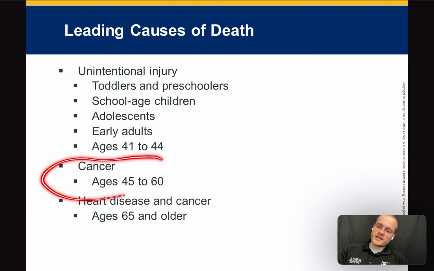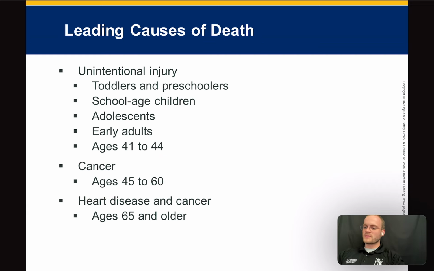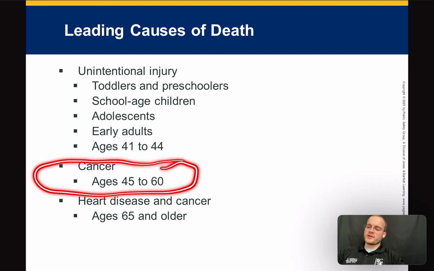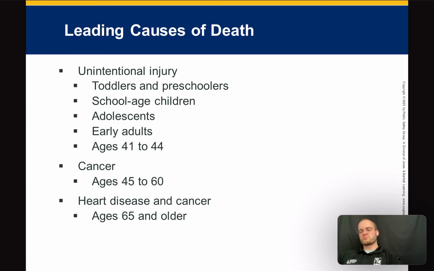Now, cancer is the most common leading cause of death at ages 45 to 60. Okay. I'm willing to bet you could name off several people in your head that have cancer. Think of when they were diagnosed. I bet their age falls within that group, probably 8 times out of 10, which is really sad, but it's just the truth. Now, heart disease and cancer are the leading cause of death at age 65 and older. So that's our geriatrics, okay?